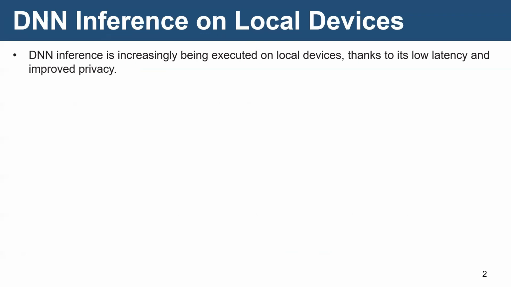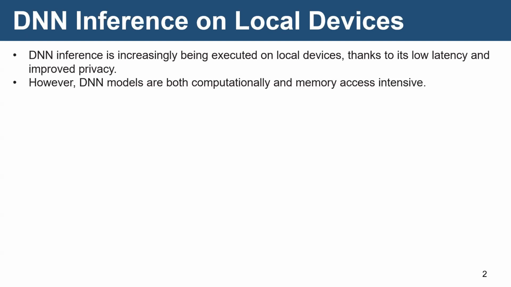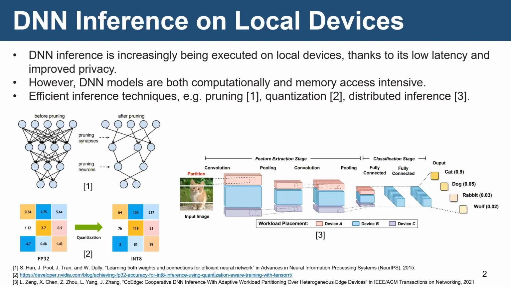First, let me give you some background. DNN inference is increasingly being executed on local devices thanks to its low latency and improved privacy. However, these models are both computationally and memory access intensive. Many efficient inference techniques, such as pruning, quantization, and distributed inference, have been proposed in the past. In this research, we focus on distributed inference.